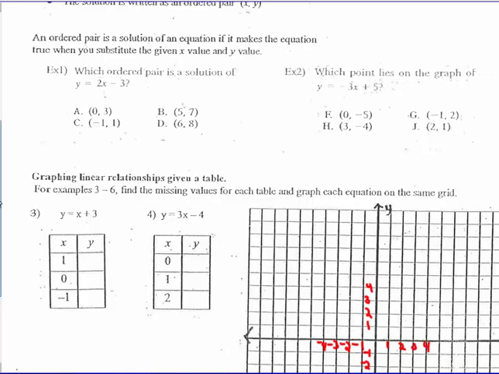So which ordered pair is a solution of y equals 2x minus 3? So you have to replace those letters, x and y, with the x and y of the point that's given. So I'm going to do this mentally out loud, speak through this example. So A, 0 is x, y is 3. So does 3 equal 2 times 0, which is 0, minus 3? Does 3 equal negative 3? No, A is not the choice.